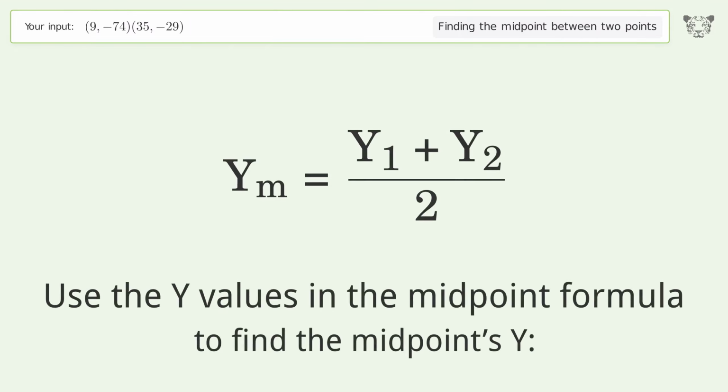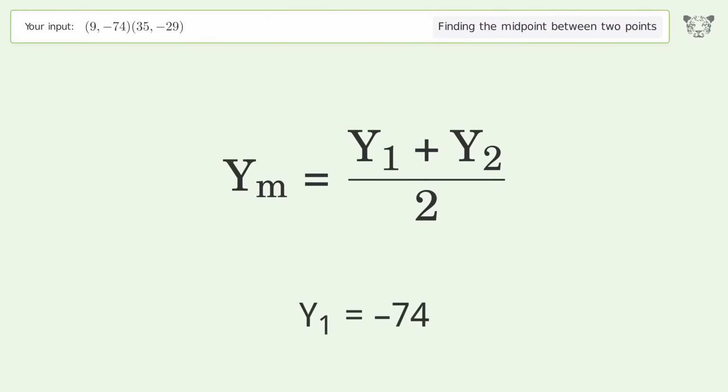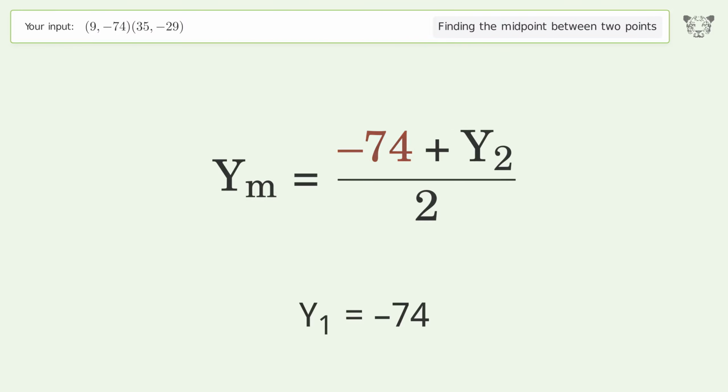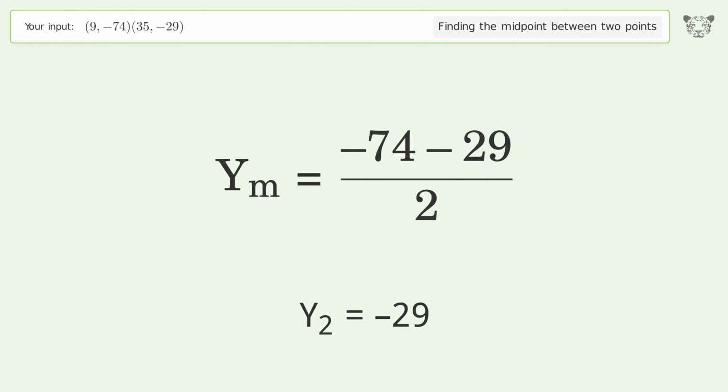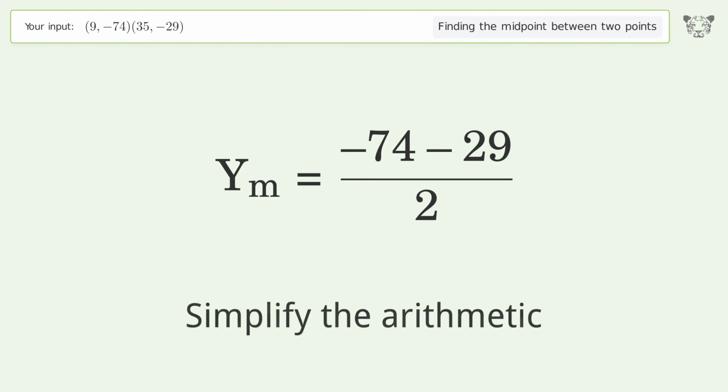Use the y values in the midpoint formula to find the midpoint's y. y1 equals negative 74. y2 equals negative 29. Simplify the arithmetic.